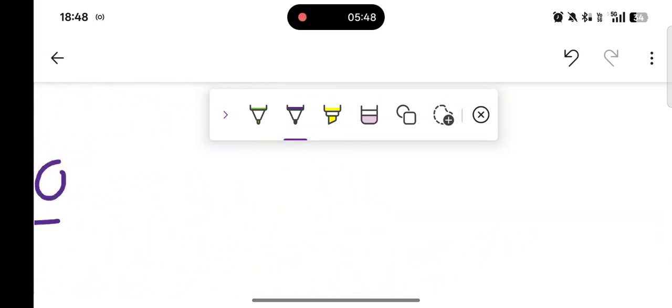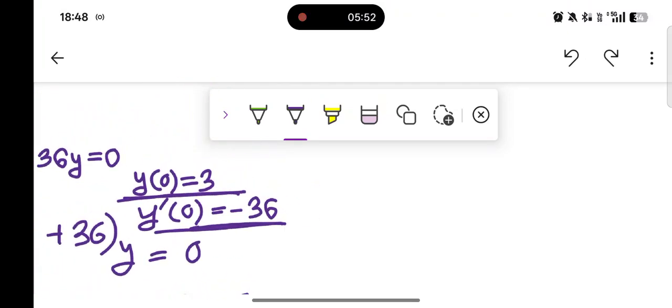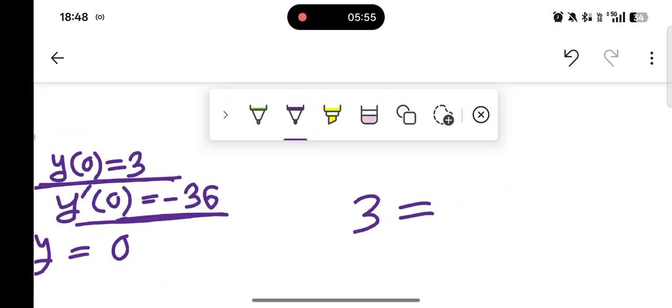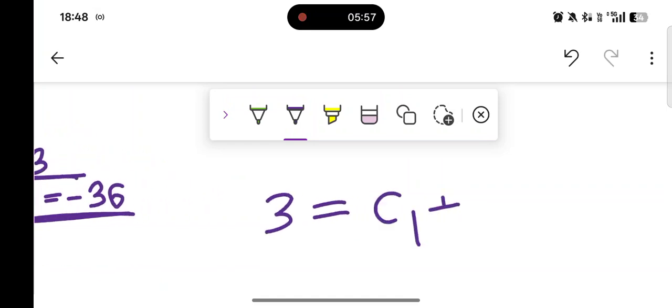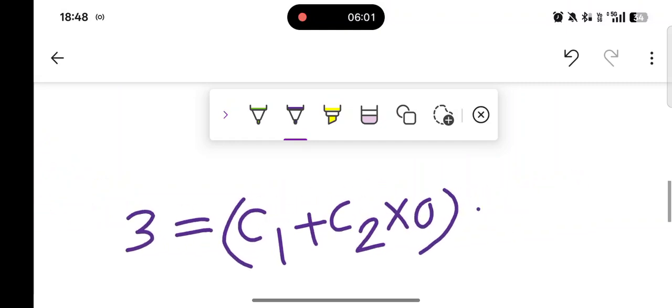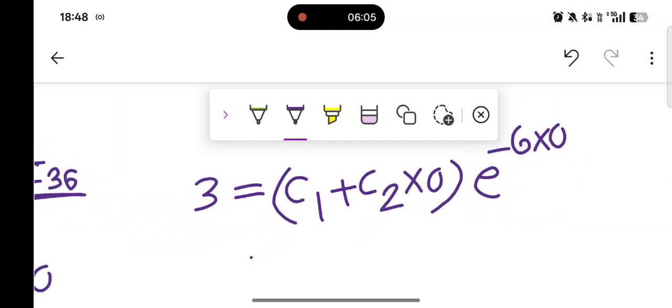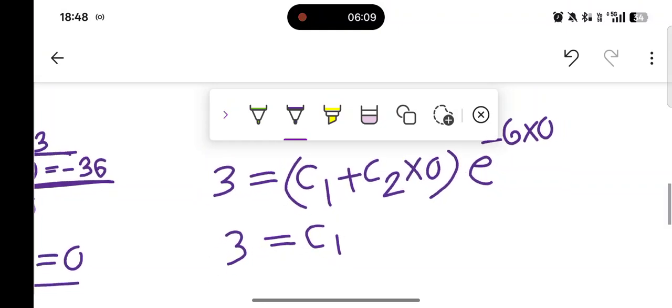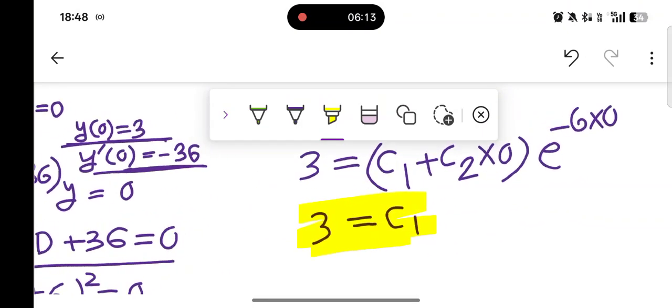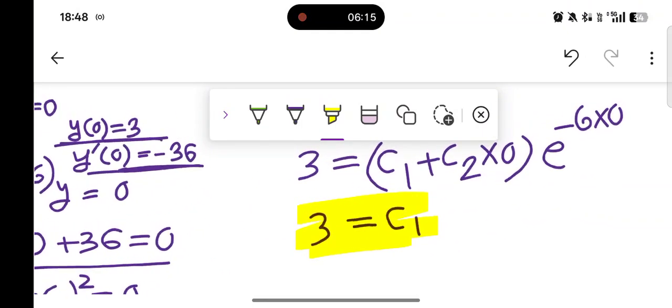Now, the boundary condition is y equals 3 when x equals 0. So C1 plus C2 into 0 into e to the power minus 6 into 0, which is nothing but 1, right? So this will be C1 equals 3. So our C1 is equal to 3. Very nice. Now we have to use the second condition, which is y dash at x.